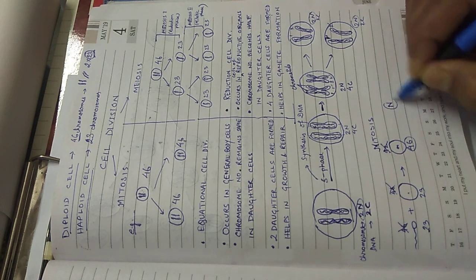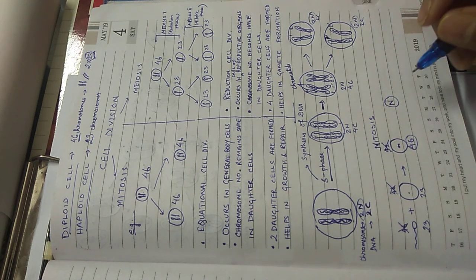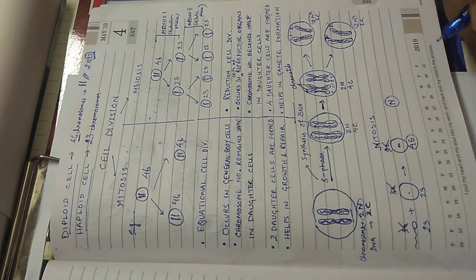Suppose n is the number of chromosomes. For example, in human beings, a diploid cell will have 46 chromosomes. That means 2 into 23. And if it is the haploid condition, it will have 23. So the value of n in the case of human beings is 23.